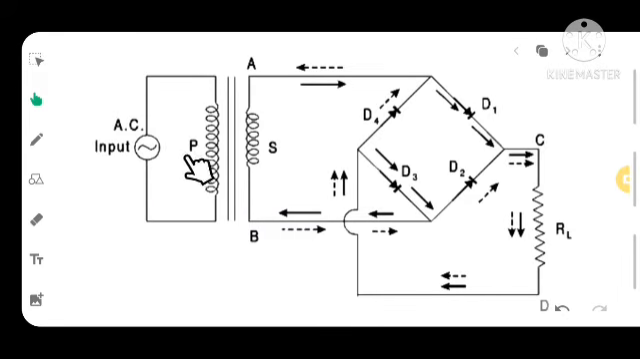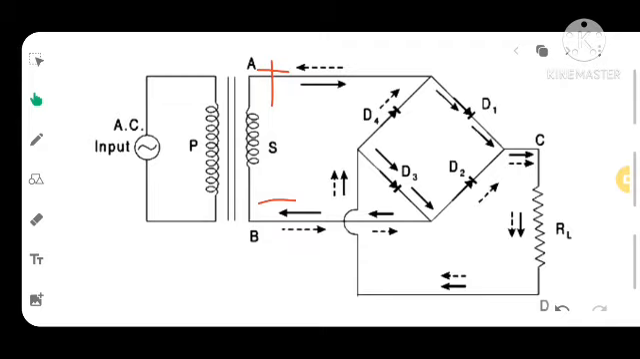During the positive half cycle of the input sine wave, that is this input waveform at the secondary, which of these four diodes will be in the on state? During the positive half cycle of the input, the voltage at the secondary will also be positive. That is, here it will be positive and here it will be negative.